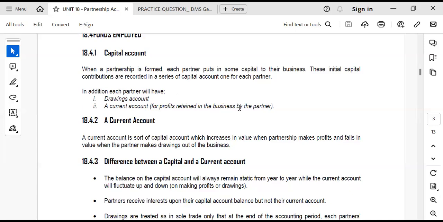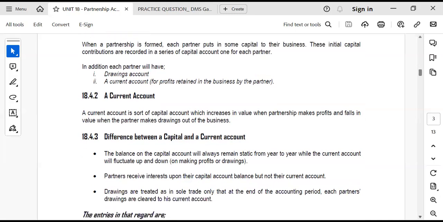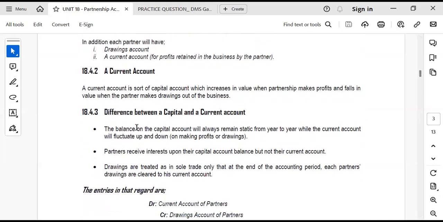Those are movements. And we're saying a current account is sort of a capital account which increases in value when the partnership makes profits, and falls in value when the partner makes drawings out of the business. That's why I said it just keeps on moving. So what's the difference between a capital and a current account? One of the first differences: the balance on the capital account will always remain static from year to year, while the current account will fluctuate up and down.